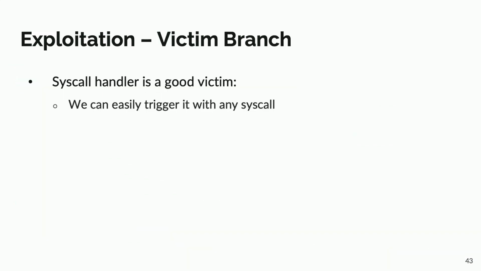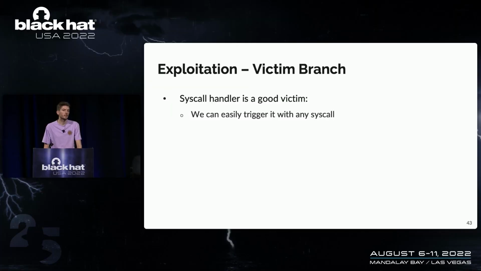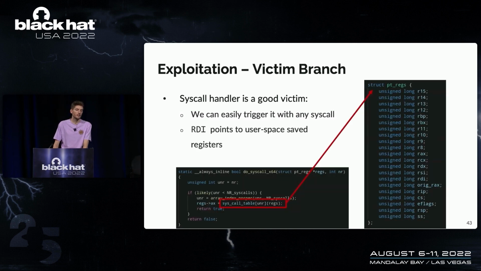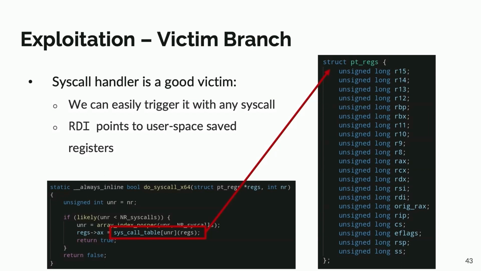OK, now you may ask, why are we always talking about this syscall table handler? I mean, there are many indirect branches in the kernel. Why are we so focused on that one? Well, the main reason is that you can very easily execute that indirect branch. Any syscall will trigger it. But actually, the best part is that the first argument of this syscall table handler is pointing to all the saved user space registers. So as an attacker, we have a lot of control over the memory and the registers that we can use for finding a Spectre gadget.